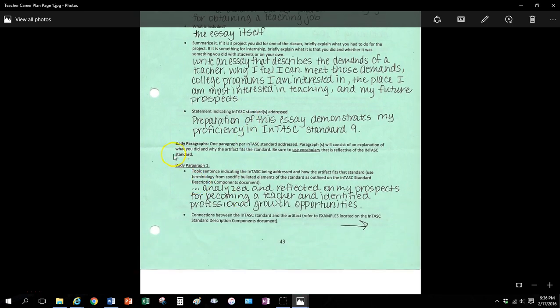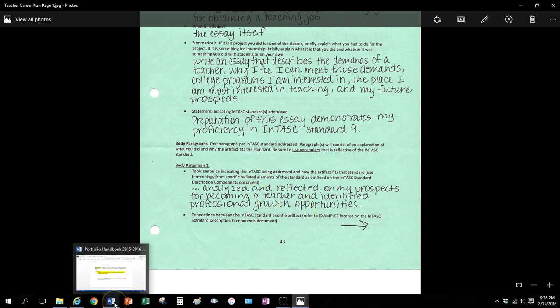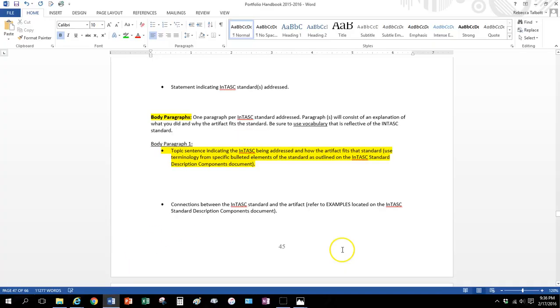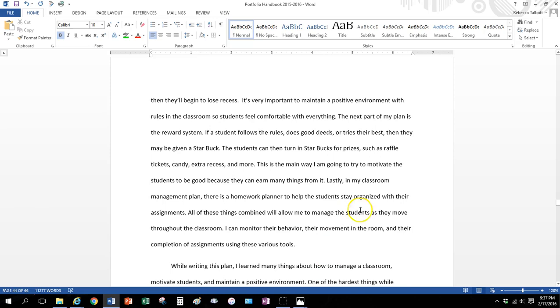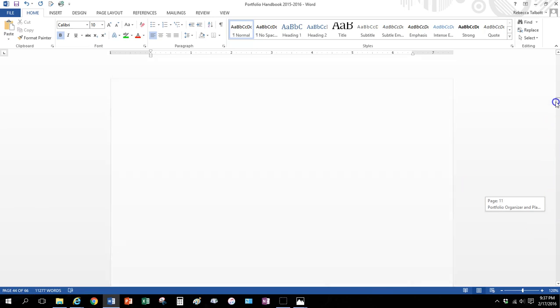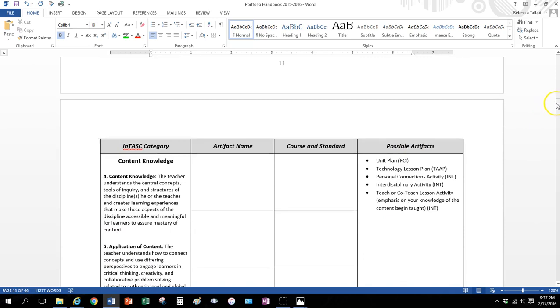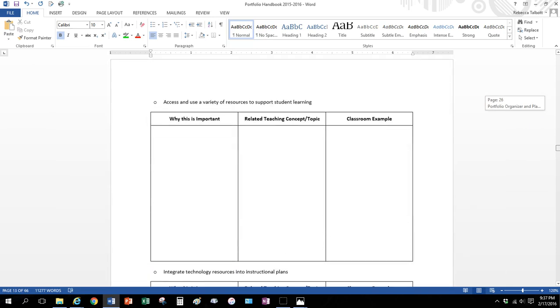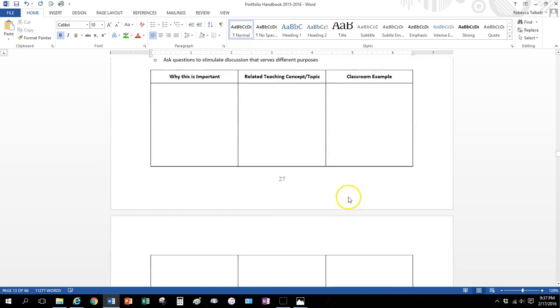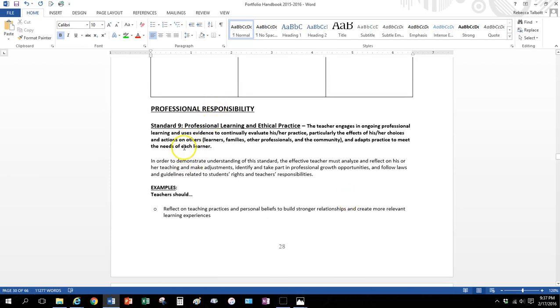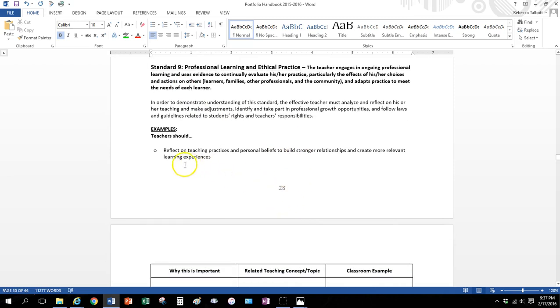So, down here to get into the body paragraphs, you want to take an element from the InTASC standard and connect it to this particular artifact. So if we go back to our portfolio handbook and we go up to InTASC 9, just scroll up there, a little too far. Okay, there it is. There's InTASC 9. So we're looking at the major bullets.